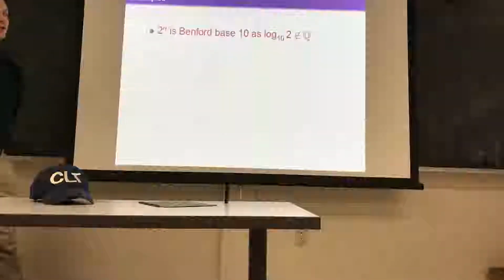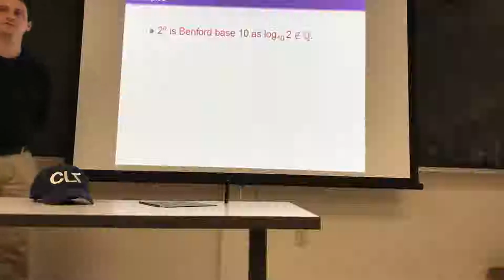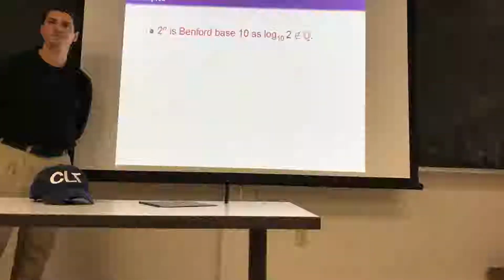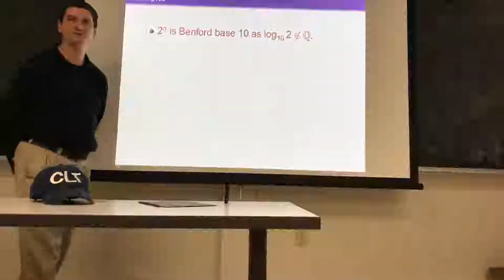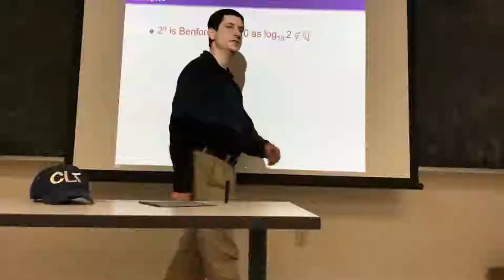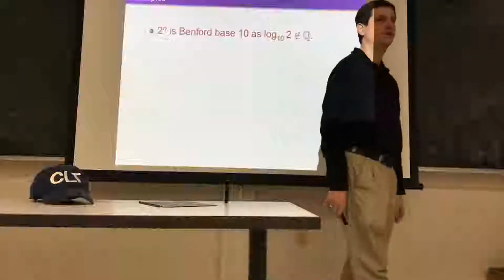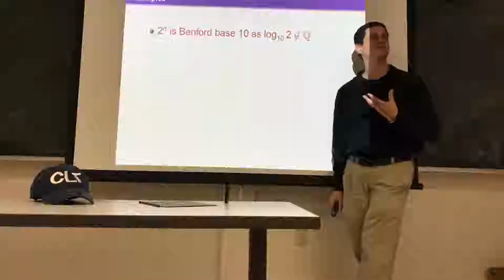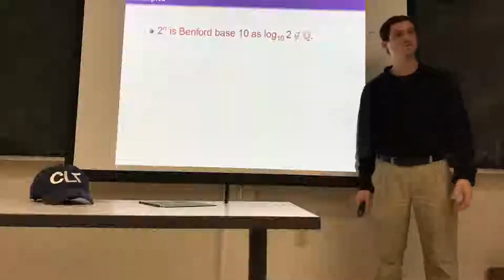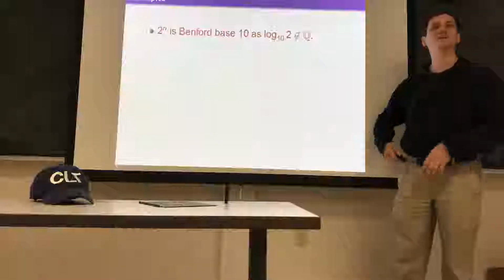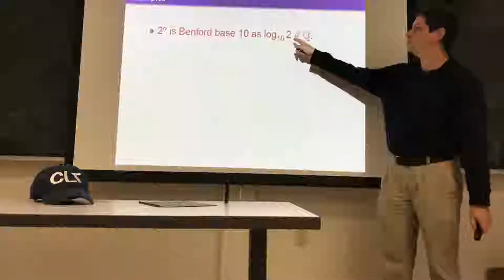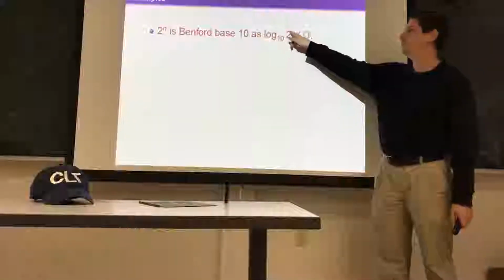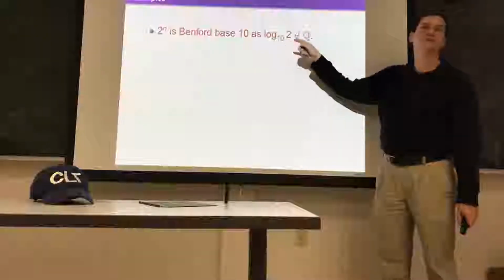All right. So a nice example is 2 to the n is Benford base 10. What base do you think 2 to the n might not be Benford? Base 2, what other base? Base 4. There could be some issues with bases that are powers of 2. Because we want the log of 2 base 10. If we had the log of 2 base 4, that's not going to be irrational.